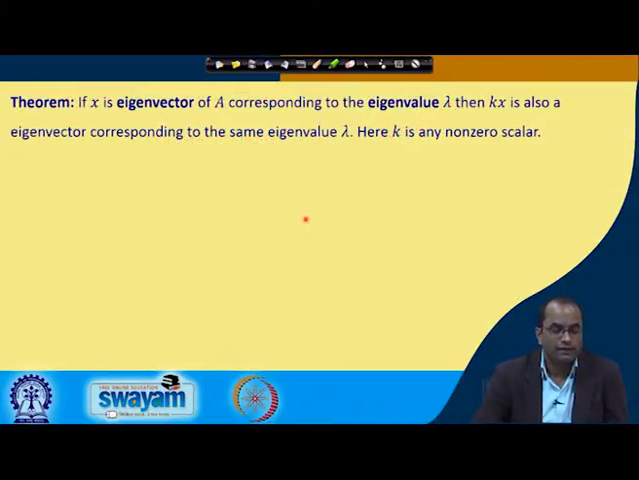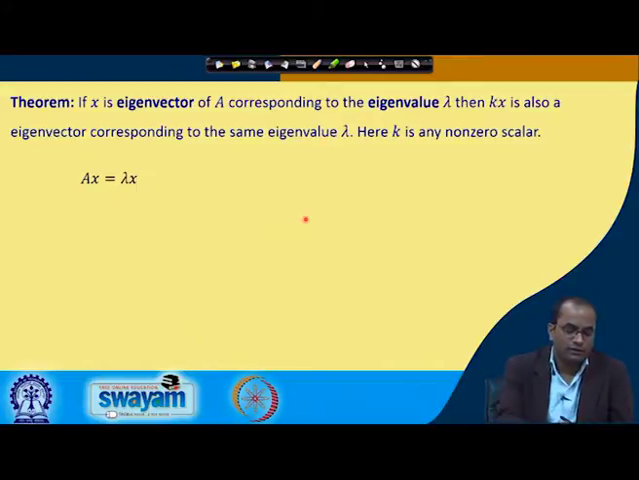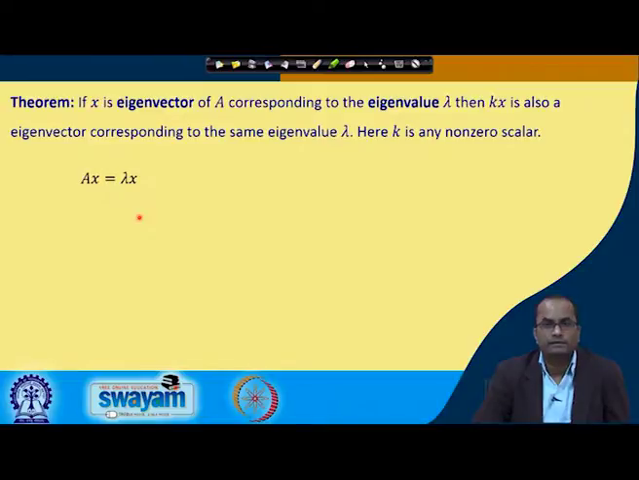Another result we have is that if x is an eigenvector of A corresponding to the eigenvalue lambda, then kx is also an eigenvector corresponding to the same eigenvalue lambda. This we have also seen before: for a given eigenvector you can multiply by any constant and it will remain an eigenvector, and this is what we will see here more formally, that this is true for any matrix. So, here Ax is equal to lambda x, that is the relation.